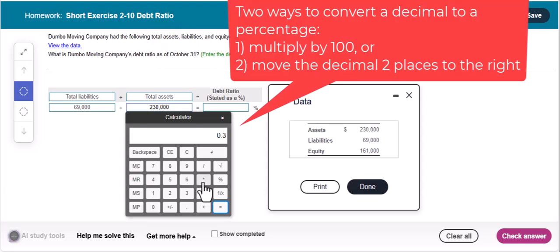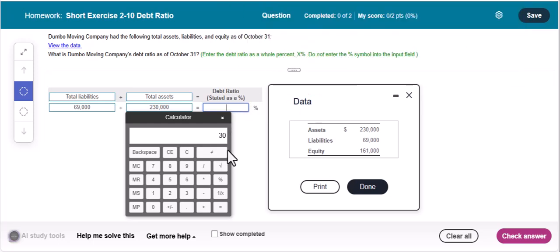However, we can move the decimal either two places over to get that 30%, or we can multiply it by 100 to convert this into a percent. So again, that is going to be 30%. And they want this to the nearest whole percent, and thankfully there are no decimals on this one, so it's just straightforward. We enter 30% for the debt ratio.